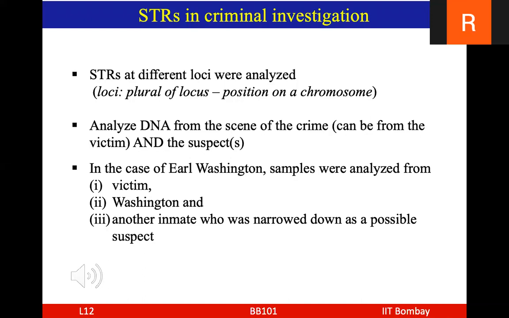For example, a small part of hair may still be there, and from the hair they can get the DNA. So take that hair or tissue, isolate the DNA, and analyze it. In the case of Earl Washington, they analyzed the samples from the victim who made the charge, then Earl Washington, and another person in the jail who was narrowed down as a possible suspect. Now they can see whether this possible suspect or Earl Washington is the real criminal.